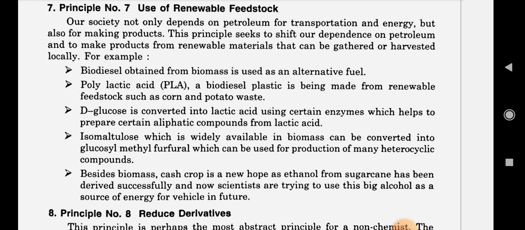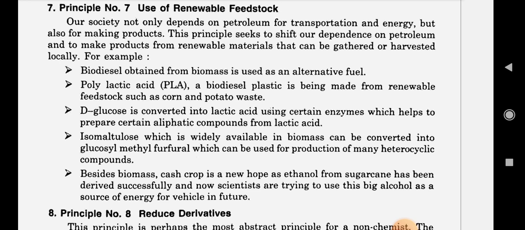For example, biodiesel obtained from biomass is used as an alternative fuel. Polylactic acid, a biodegradable plastic, is being made from renewable feedstock such as corn and potato waste. D-glucose is converted into lactic acid using certain enzymes, which helps to prepare certain aliphatic compounds from lactic acid. Isomaltulose, which is widely available in biomass, can be converted into hydroxymethylfurfural, which can be used for production of many heterocyclic compounds.